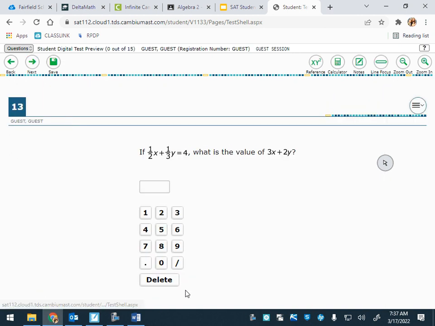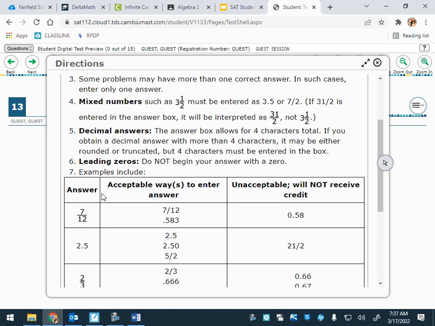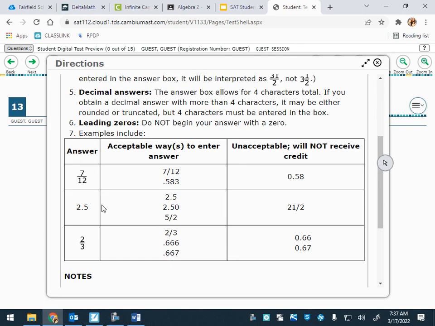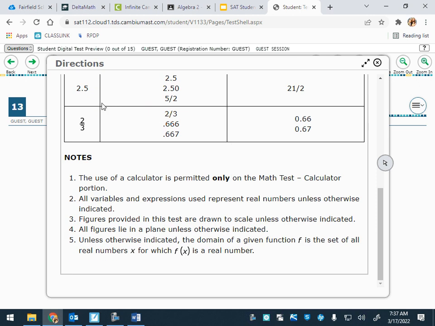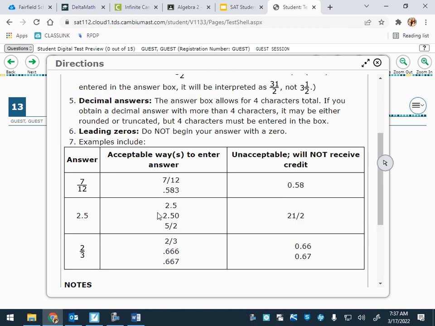Okay, so if we go through and you enter, they give you a little keypad to enter in your answer. And again, please make sure, if you're not sure, go back to this. Refer back to the acceptable way or unacceptable way, because you don't want to get marked wrong on a silly technicality. This is why I'm going through it with you, because this is new. This whole section is new. Being on an online platform is new. So when you're going through this, always refer back to the directions if you need to.